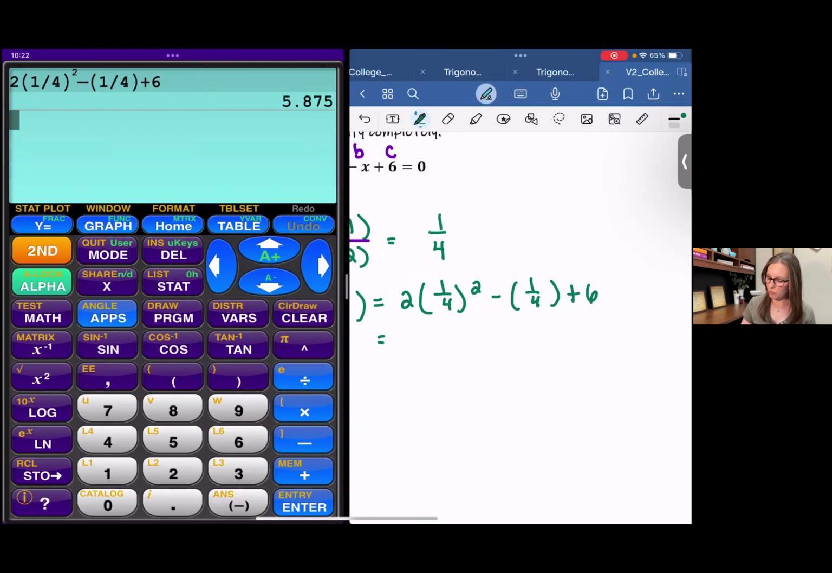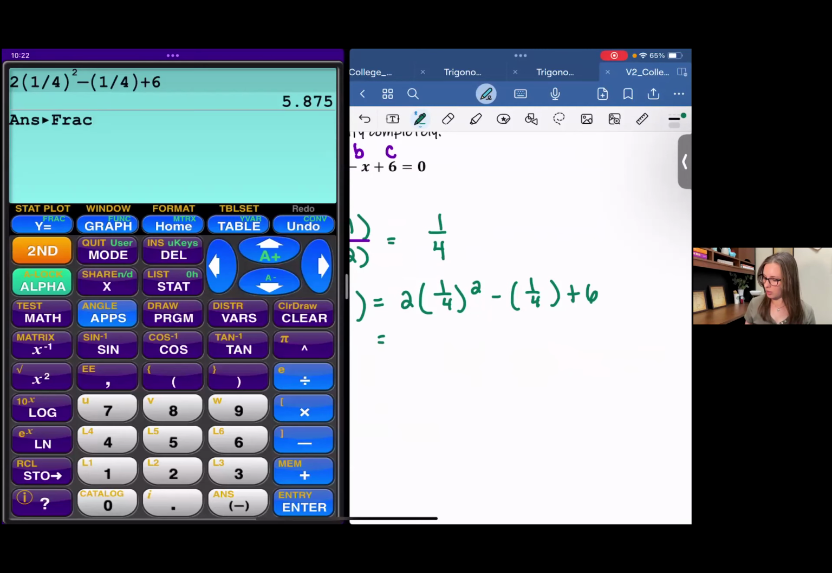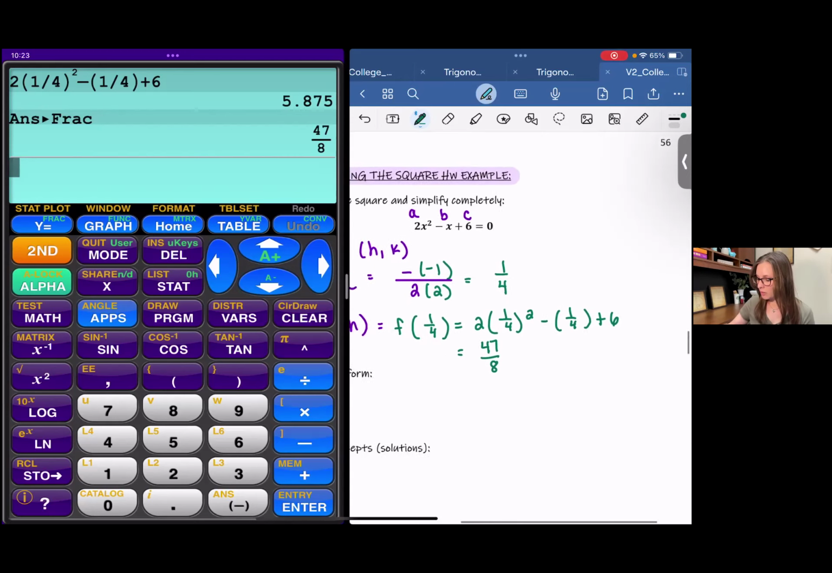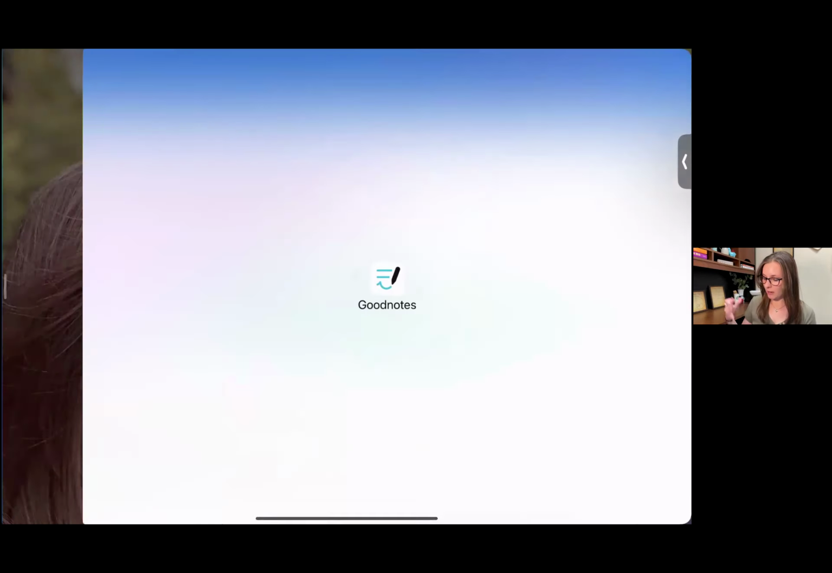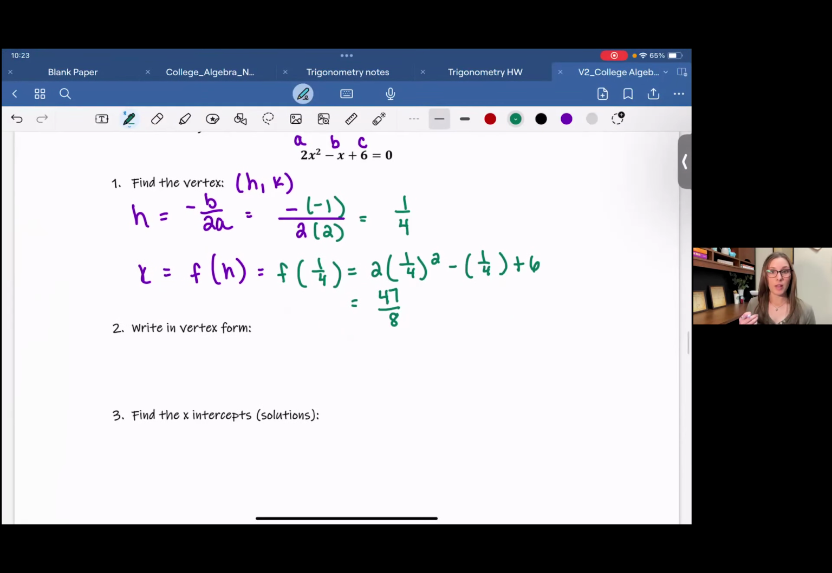It's the same number, but I really want it in fraction form. So I'm going to go to math. It's the top option here, fraction, enter. And that's going to give it to me in fraction form, which is really what I'm looking for. So we get 47/8. So now since I have my h and k value, then I can put it in vertex form, and that's going to help me complete the square.